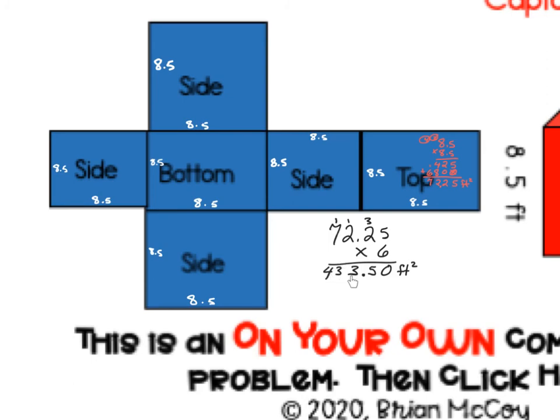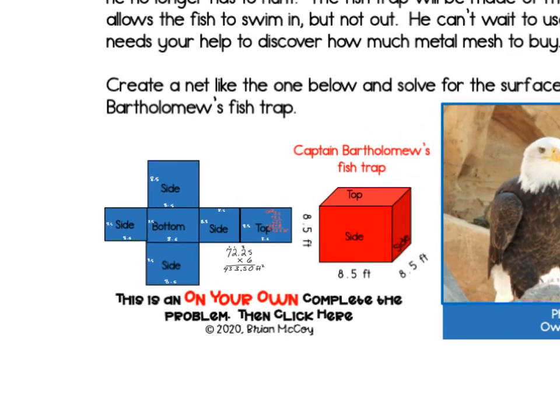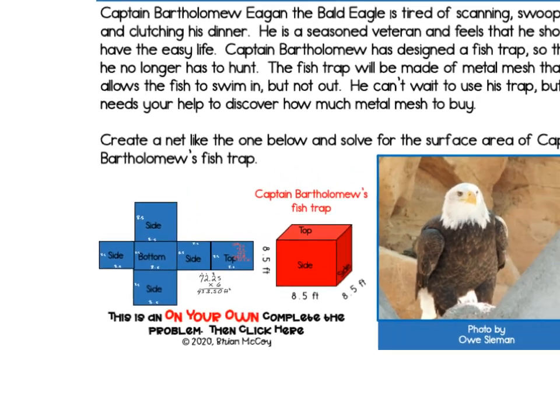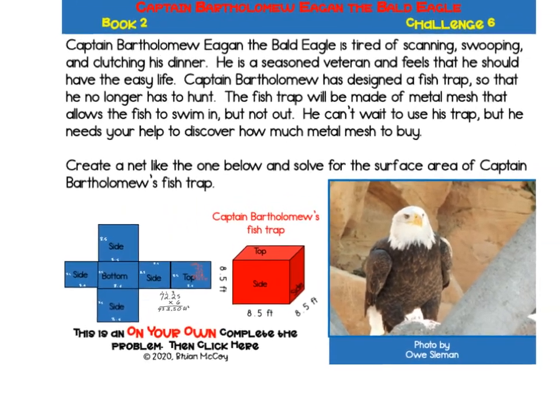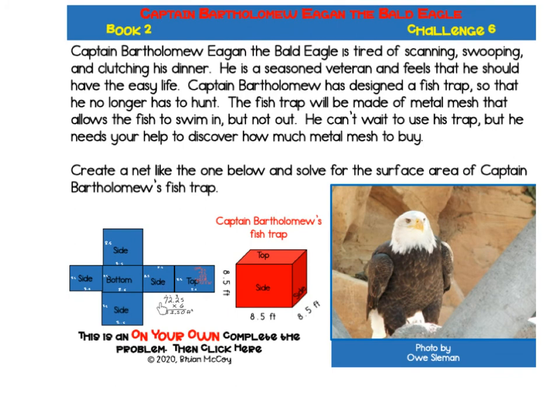And you get 43,350. Oh, you got one loop-a-doop, two loop-a-doop. Almost forgot that. Decimal goes there. And your grand total answer is 433.5 feet squared. And that is the amount of metal mesh that our good friend, Captain Bartholomew, is going to need to purchase for his fish trap. And right there, my friends, is your answer, 433.5 square feet.